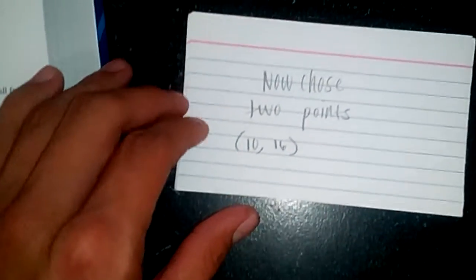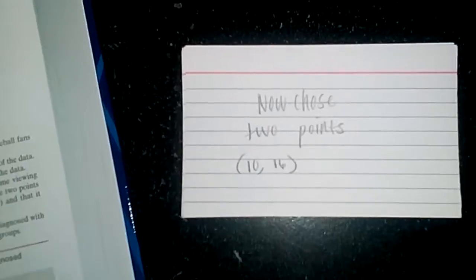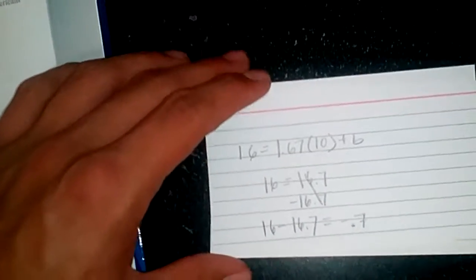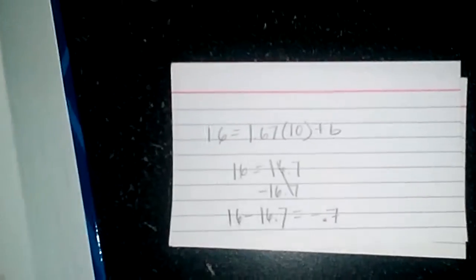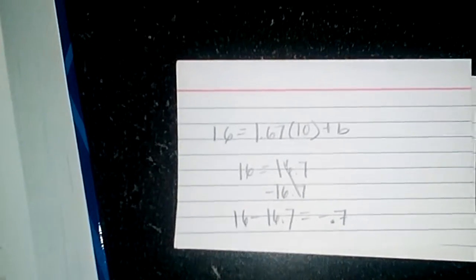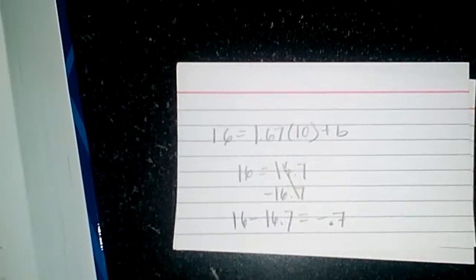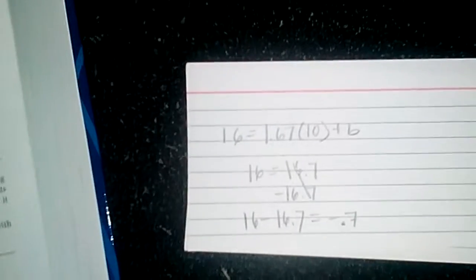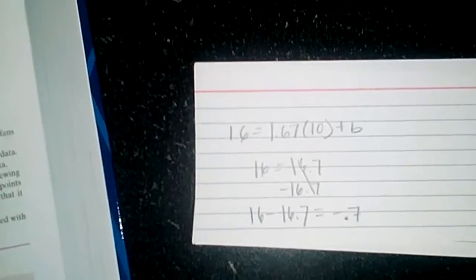Now we have to choose a point from the problem, and I decided to choose the point 10 and 16, which is x and y. In other terms, 10 is the year and 16 is the percent. So now we plug them into the equation: 1.67 is the slope, 10 is the years since 2000, plus b, which is what we're looking for, and 16%.